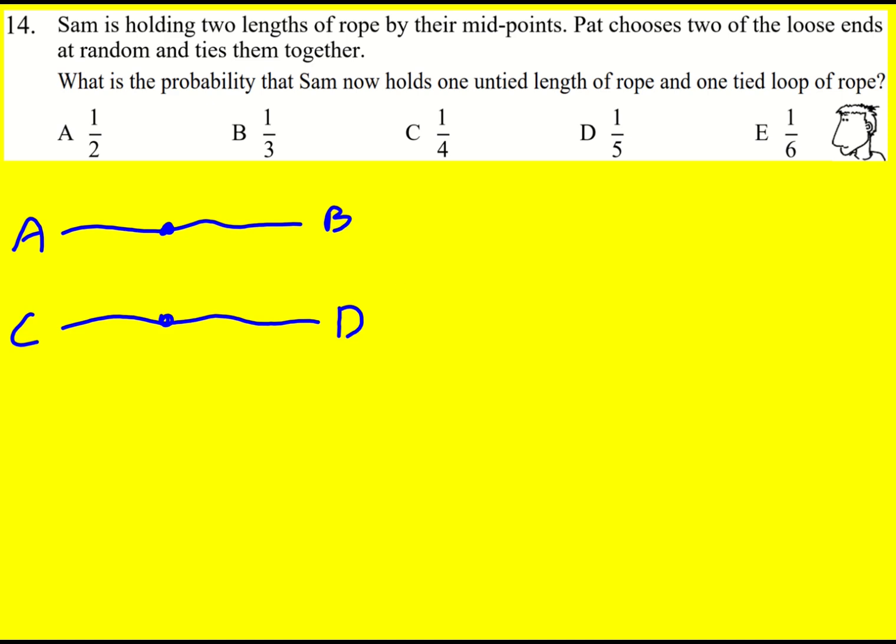Pat chooses two of the loose ends at random, so two out of A, B, C, and D, ties them together. What's the probability that Sam now holds one untied length of rope and one tied loop of rope?